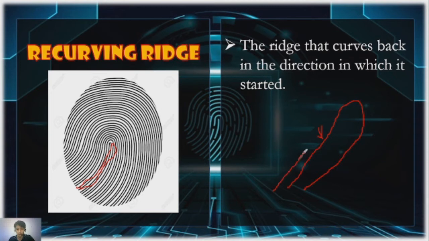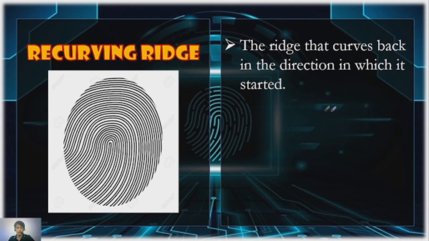We can say it's a recurving ridge if it's just like that, or if it doesn't end or curve back to the point where it started. If the ridge is like this also, we can say that it is a recurving ridge. This is just a basic sample of a recurving ridge.